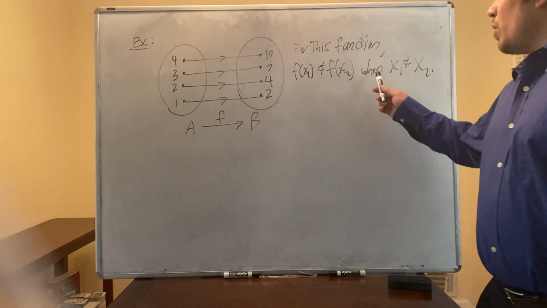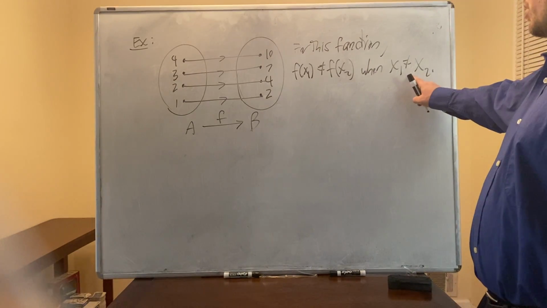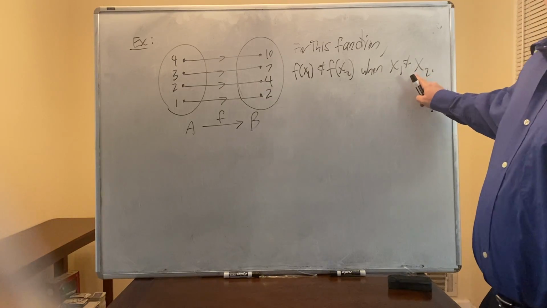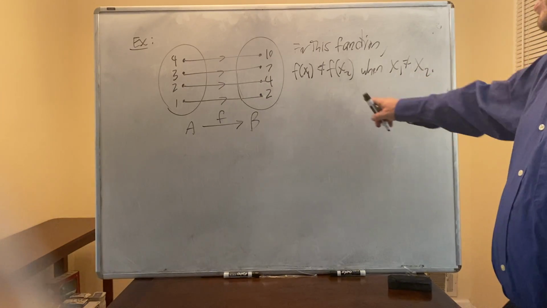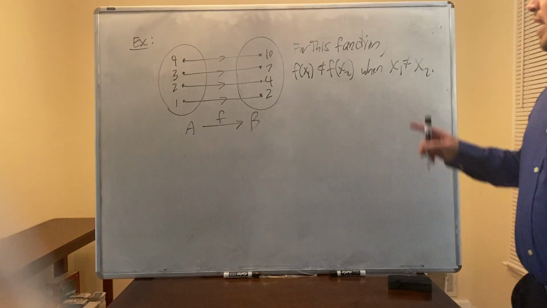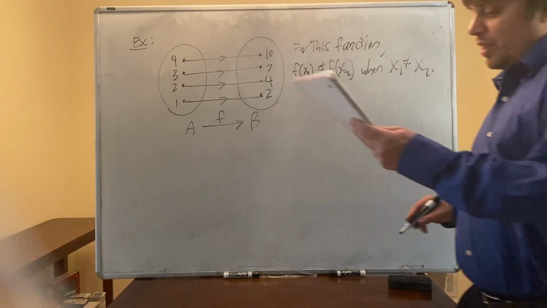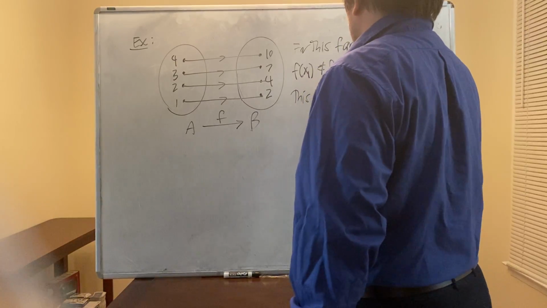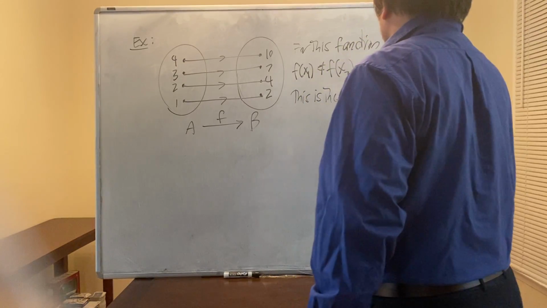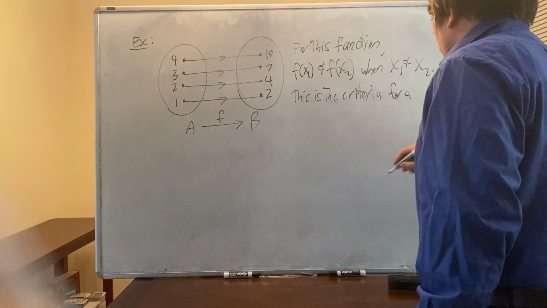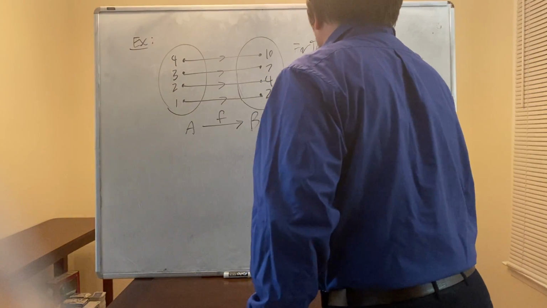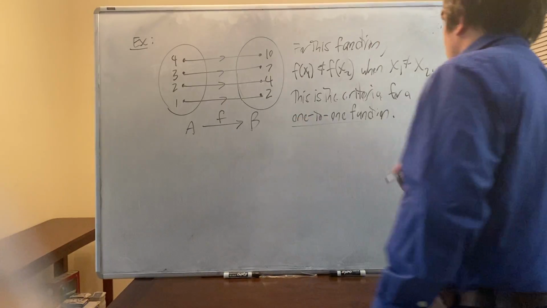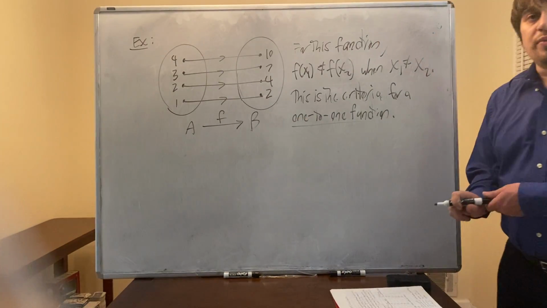Okay? So the "when" part is where you start, technically, even though it's at the end of the sentence. If you take two different x values, then their images under f are different. That is the criteria for a one-to-one function.